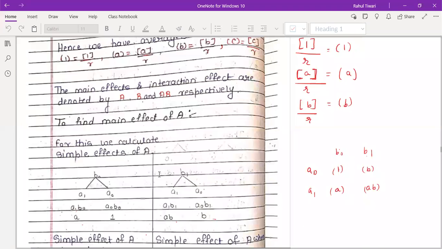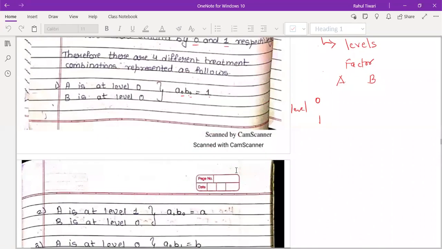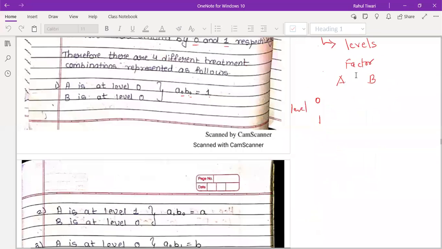I think we started with the factorial experiments, and we discussed the different levels, maybe 2 raised to 2. That means we have two factors, A and B, each with two levels, 0 and 1. If factor A is at level 0, the value is a0. Factor B at level 0 is b0. So both are absent, that's why it is going to be 1.